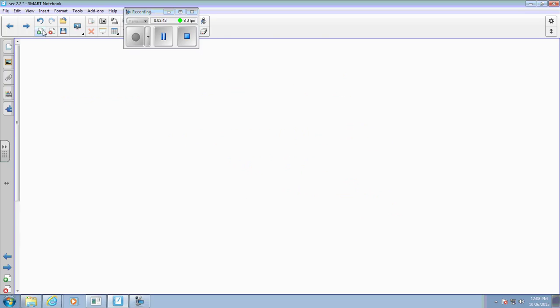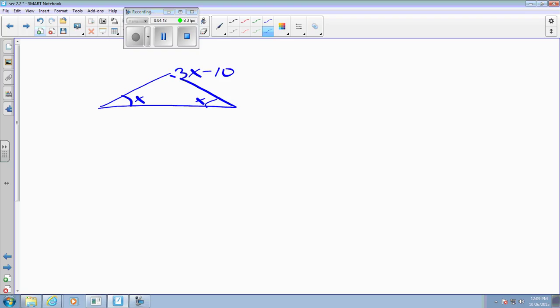And the last one we're going to do today is question number 50. 50 says, find the angles of an isosceles triangle. So I'm going to draw an isosceles triangle. And it says the 2 base angles are the same. So I'm going to put in here x and x. And the third angle is 10 less than 3 times. So here's 3 times, here's 10 less than it.